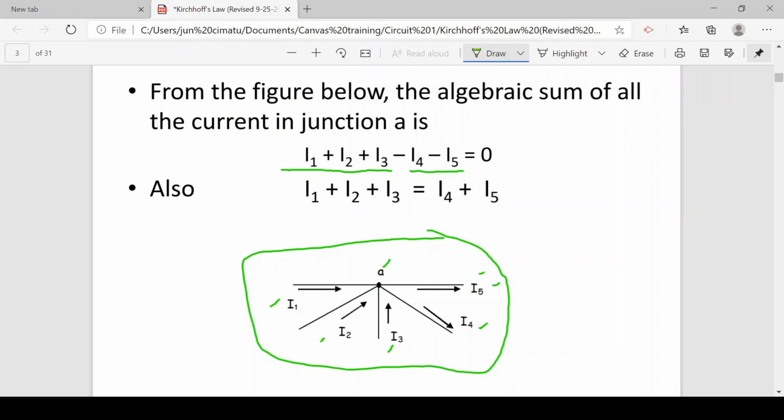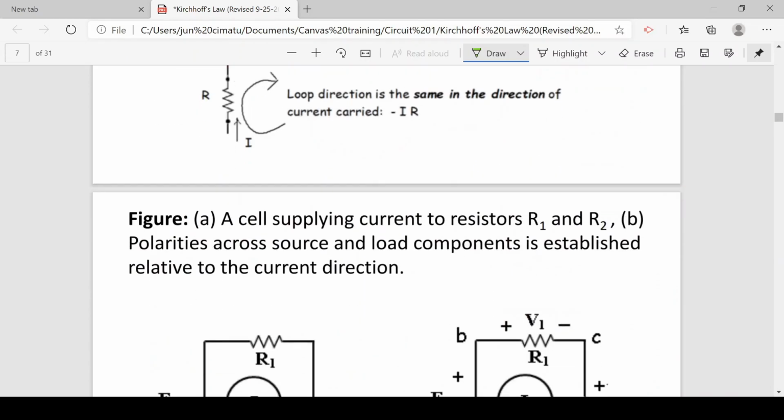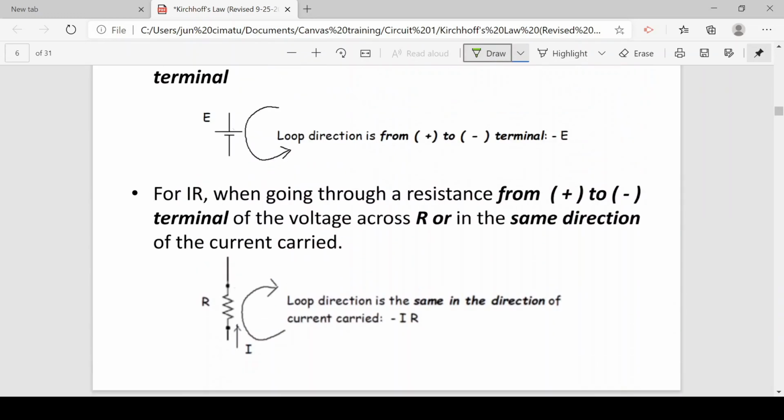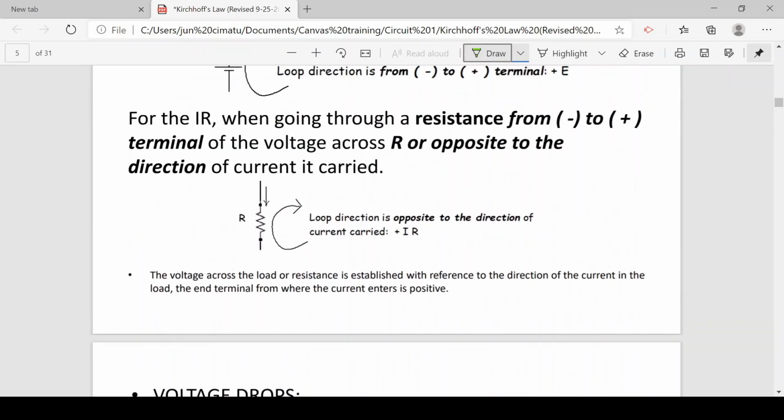Then summing this up and equating this to 0, we can rearrange the equation, and we can see that all the current that enters the junction shall be the same current that will leave the junction. So current that enters is the same current that leaves the junction. That is the current law.